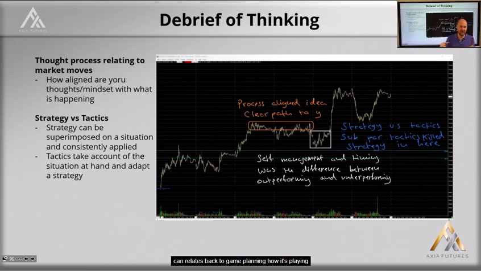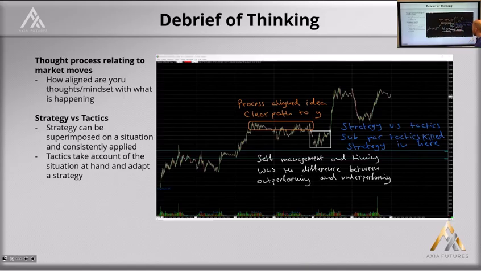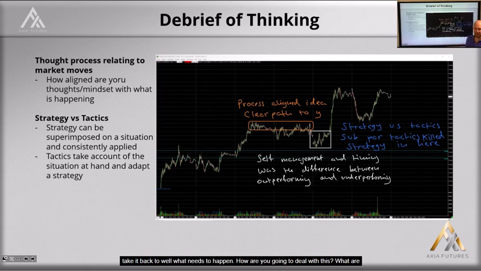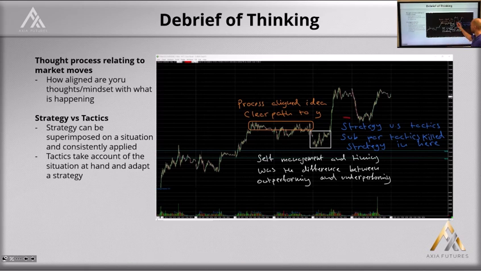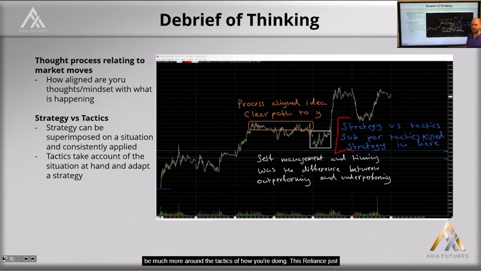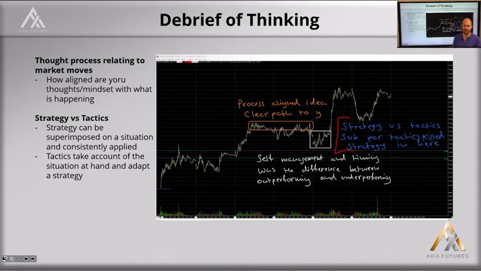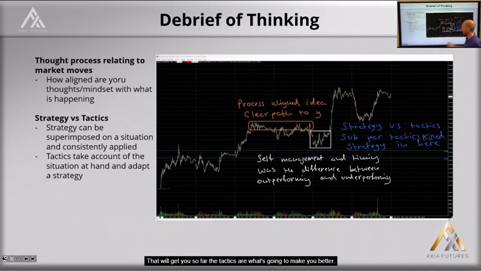And this again relates back to game planning. How it's playing out right now is crucial. And that's the bit that he's getting at here. So whilst it's not massively detailed in the debrief, or massively detailed in this annotation, it's just illustrating what needs to happen. You always take it back to, well, what needs to happen? How are you going to deal with this? What are you going to do about it? The focus next time is very much going to be much more around the tactics of how you're doing this. Reliance just on strategy is not enough. That will get you so far. The tactics are what's going to make you better.